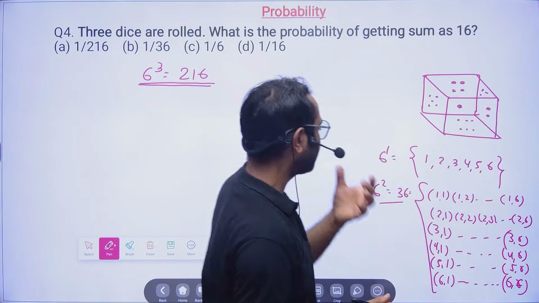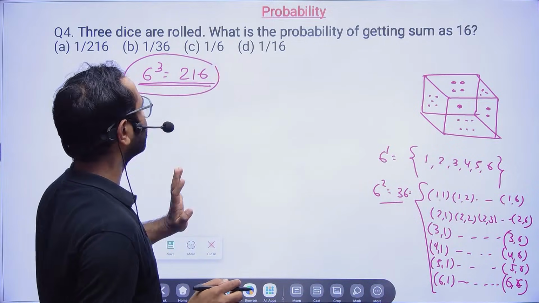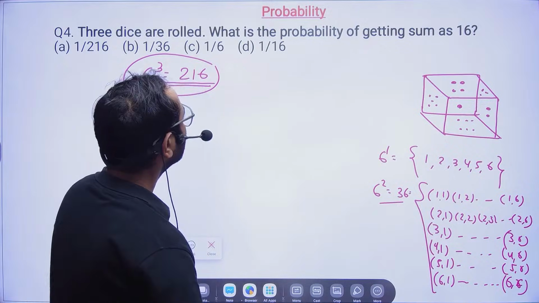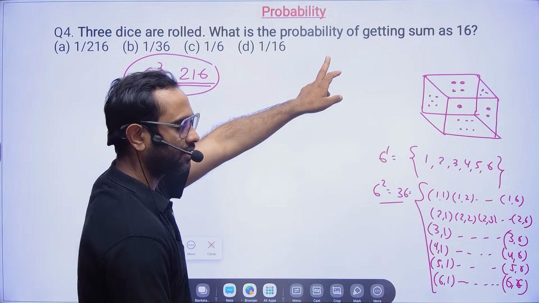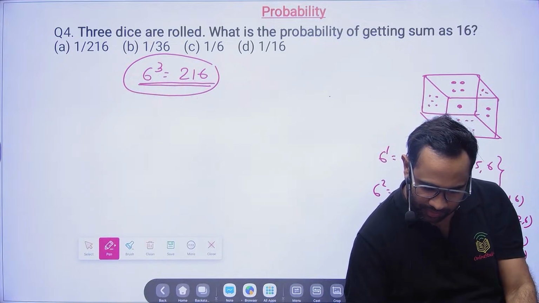So fine, here if you see, 3 dice, 6 cube will be 216. Now what we have to do is find the probability of getting a sum of 16, right? Okay, a minute.